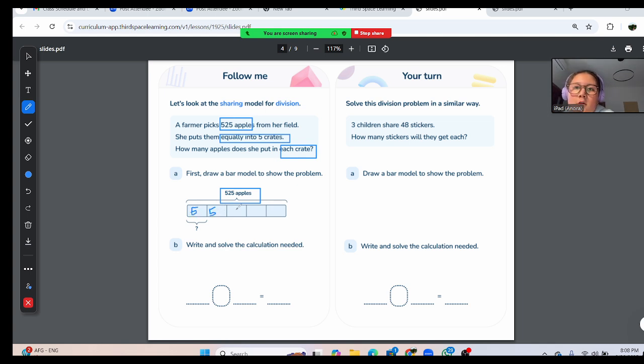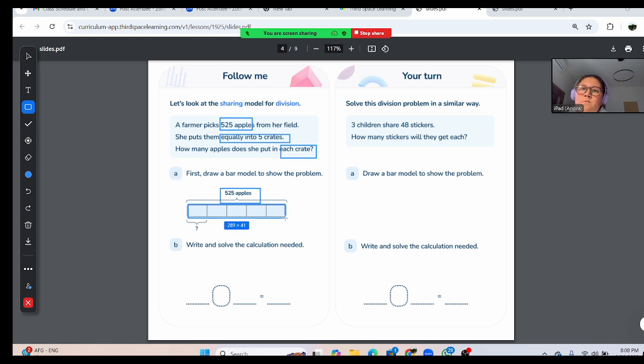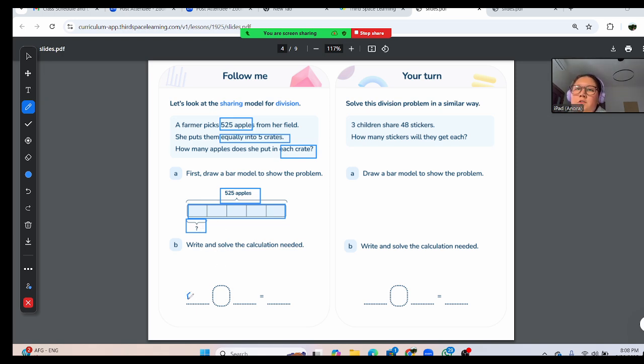No, actually, sorry. How many crates are there? Five. There are total five crates, as you can see. We have to figure out how many she puts in each one of them. So how would we solve? She is dividing 525 divided by 5, exactly, because she puts them equally into 5 crates.